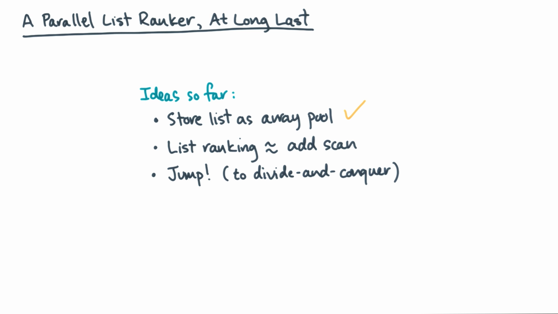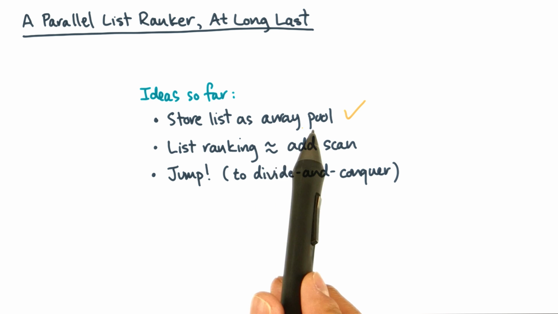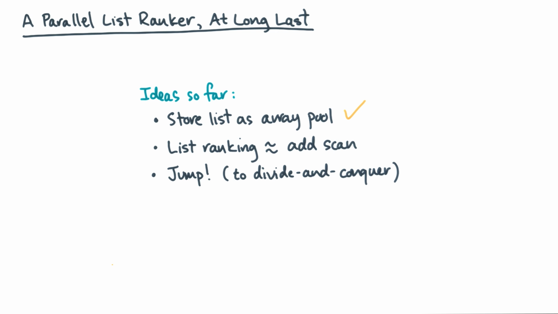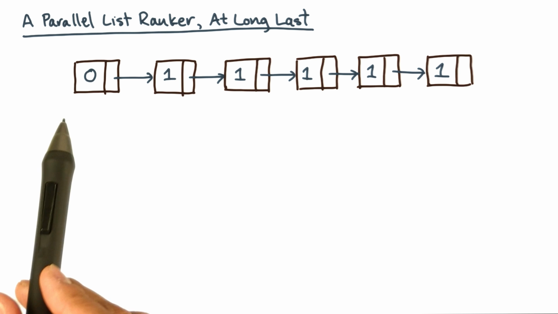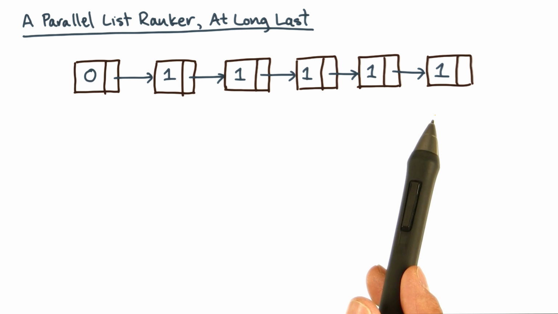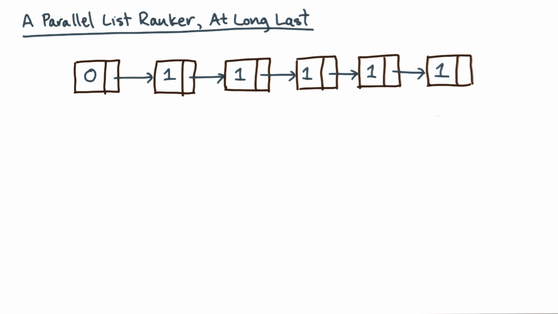You've established that a linked list has an equivalent array pool representation. So when I sketch the algorithm, I'll draw linked lists in the old-fashioned way, but you'll always know that there's an array pool equivalent. What about treating the list ranking as an add scan? Remember that the key idea here was to choose the right set of initial values at each node. So we put a 0 at the head and 1s everywhere else. So now we can apply the third idea, which is to use jumps to get sublists.